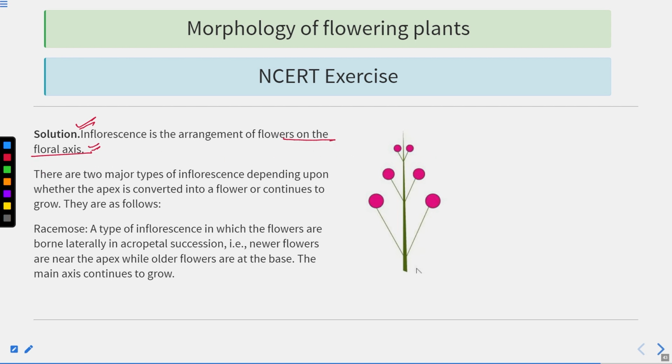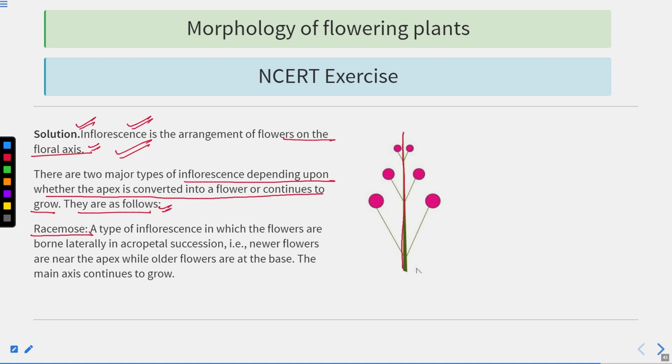Okay, how the flowers are arranged on the floral axis, that is showing the inflorescence, and that is the group of flowers. Okay, a group of flowers that is arranged on the floral axis, that is forming the inflorescence. So there are two major types of inflorescence depending upon whether the apex is converted into flower or continues to grow. Okay, so let us see one by one what are these two different types of inflorescence.